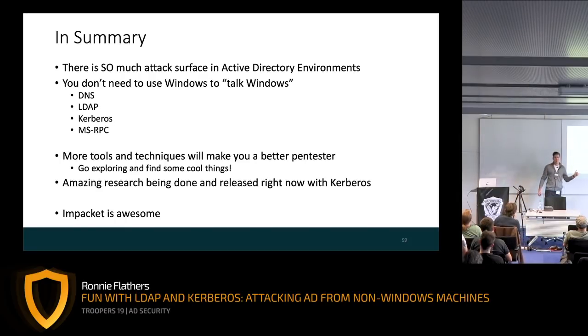You don't need Windows to talk Windows. If you do not like PowerShell, don't worry. You can still be a Windows pen tester. That was the conflict I had a couple years ago, and then I found Impacket, and it's just been great. So DNS, LDAP, Kerberos, MS-RPC, you can just use other tools to talk to those protocols, and you can still be an effective Windows pen tester or security researcher with no .NET or C# or PowerShell if you'd like. And then more tools and techniques will make you a better pen tester. So go exploring. Some amazing research is being done, like even just this week at this track. There's such cool stuff coming out about Kerberos. I really think there's more to be found there, and Kerberos is not as scary or as intimidating as it might seem, because I was there once and I really, really enjoy it now, and there's still things that I love learning. And Impacket is awesome.